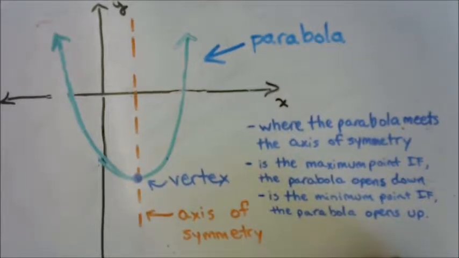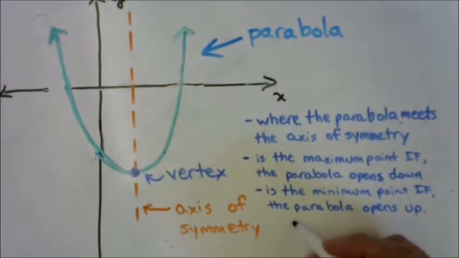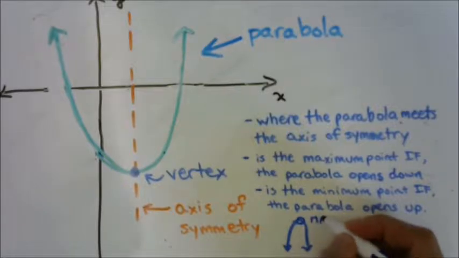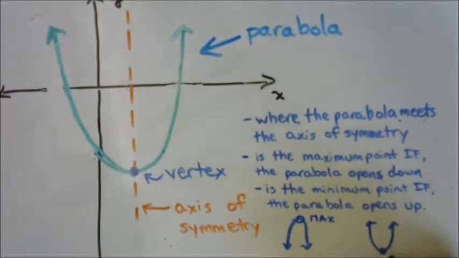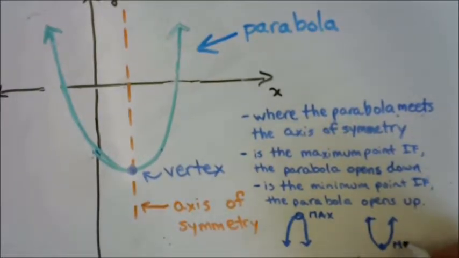So to draw those 2 quick examples for that, we could say this parabola opens down. That makes this the max. If the parabola opens up, that makes the vertex the min. Max and min. These are the key points about a parabola.